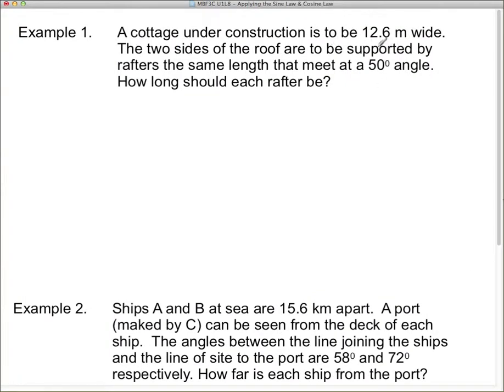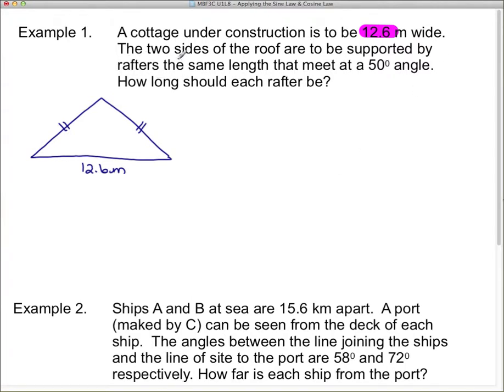A cottage under construction is to be 12.6 meters wide. The two sides of the roof here, I'm going to highlight some information here. Here's my number, 12.6 meters wide. The two sides of the roof are to be supported by rafters the same length that meet at a 50-degree angle. So here's what we're talking about, a roof. So we got two sides of the roof that are the same length. So this length and this length are the same length. And they're supporting on top of a cottage that is 12.6 meters wide. So it's right here, 12.6 meters.